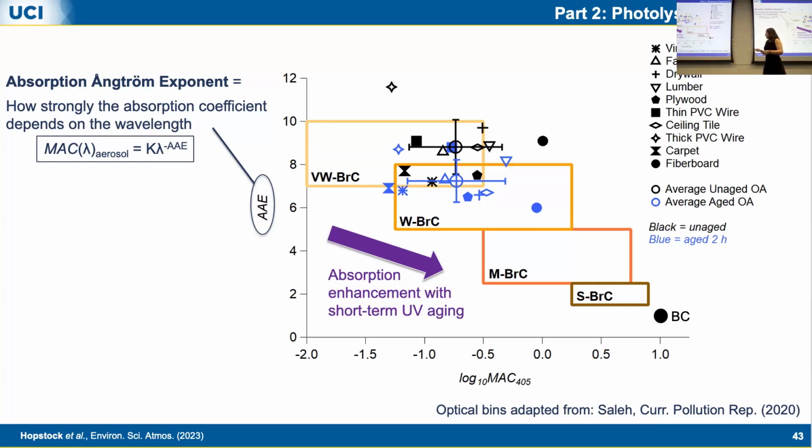And so in the case of black carbon, if you remember from like a long time ago, I started talking about the power law dependence. The power law dependence here with black carbon is 1. So that corresponds to an AE value of 1, whereas brown carbon is much higher than that. And it's also much more variable. And so for all of the unaged fuels, I'm showing them in black here, typically fell within this very weakly absorbing brown carbon regime, but then after aging for 2 hours, we dropped down into this weakly absorbing brown carbon bin. So we had absorption enhancement overall with UV aging.